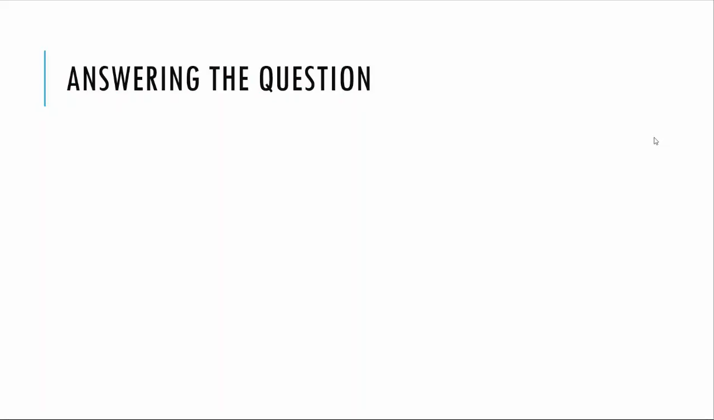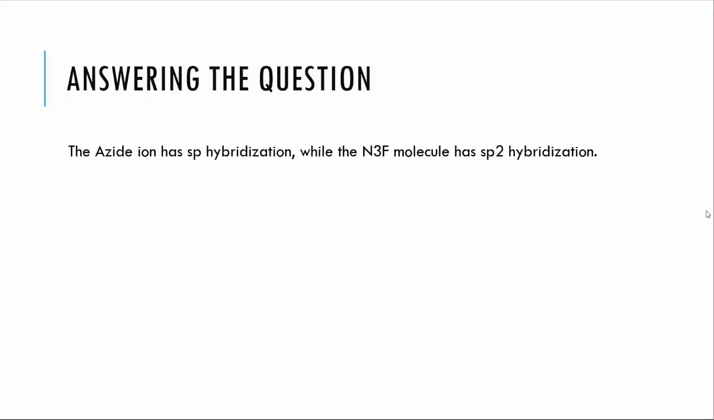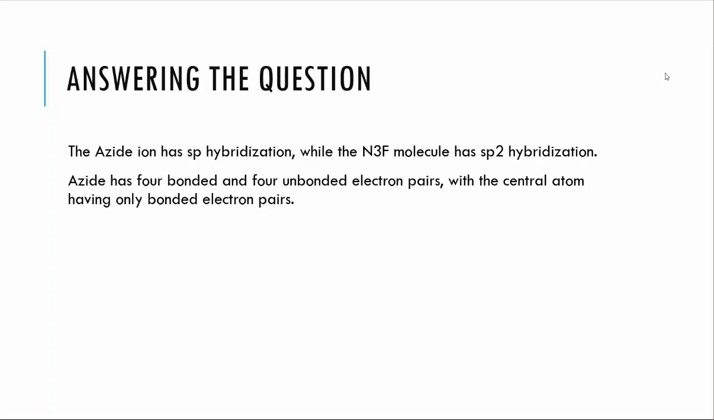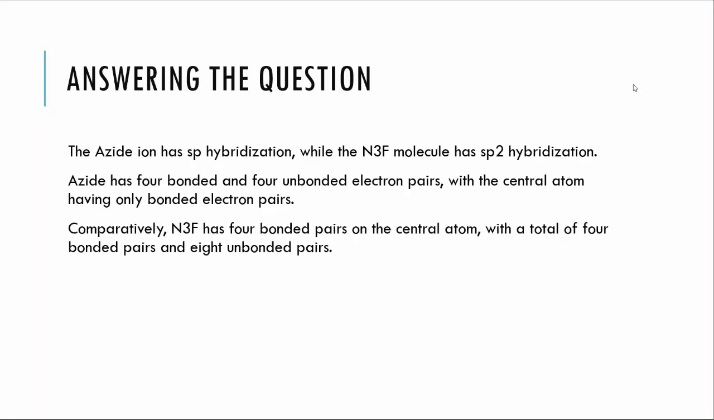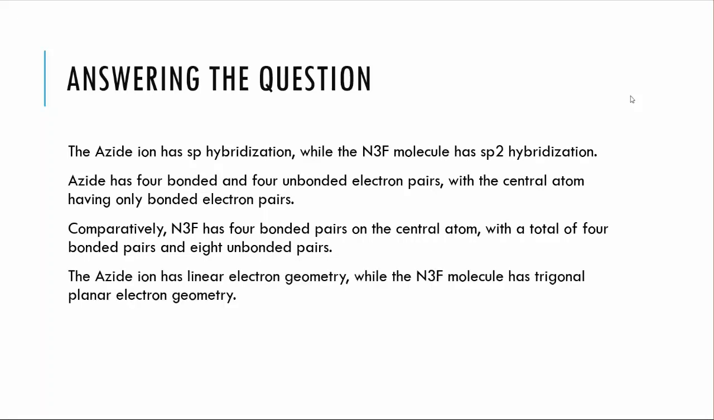So, to answer the question, the azide ion has sp hybridization, while the N3F molecule has sp2 hybridization. Azide has 4 bonded and 4 unbonded electron pairs, with the central atom having only bonded electron pairs. Comparatively, N3F has 4 bonded pairs on the central atom, with a total of 4 bonded pairs and 8 unbonded pairs. The azide ion has linear electron geometry, while the N3F molecule has trigonal planar electron geometry.